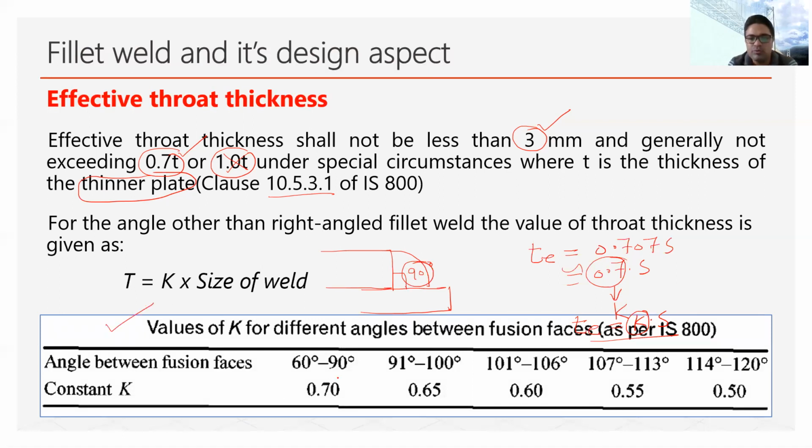So it says up to 90 degree. If the angle is between 60 to 90 degree, then the value of K will be taken as 0.7. If the angle increases, say up to 100, then this constant K will be decreasing. As you can see, if the angle is increasing like this, this value will be decreasing, and that is why the constant K value is decreasing.